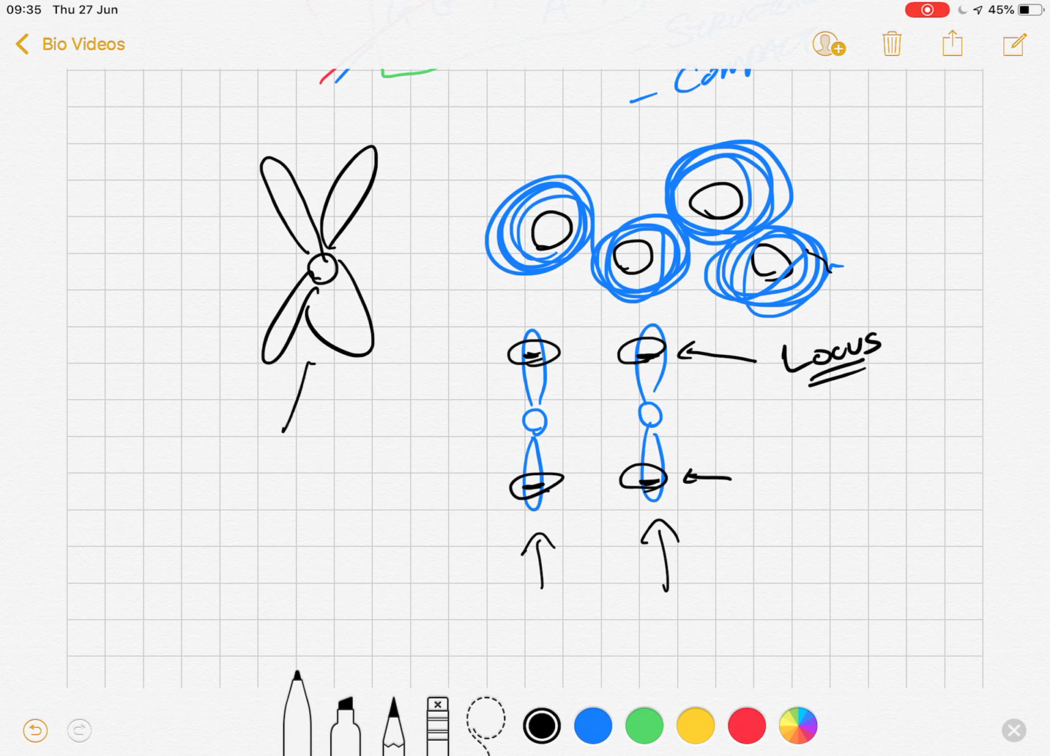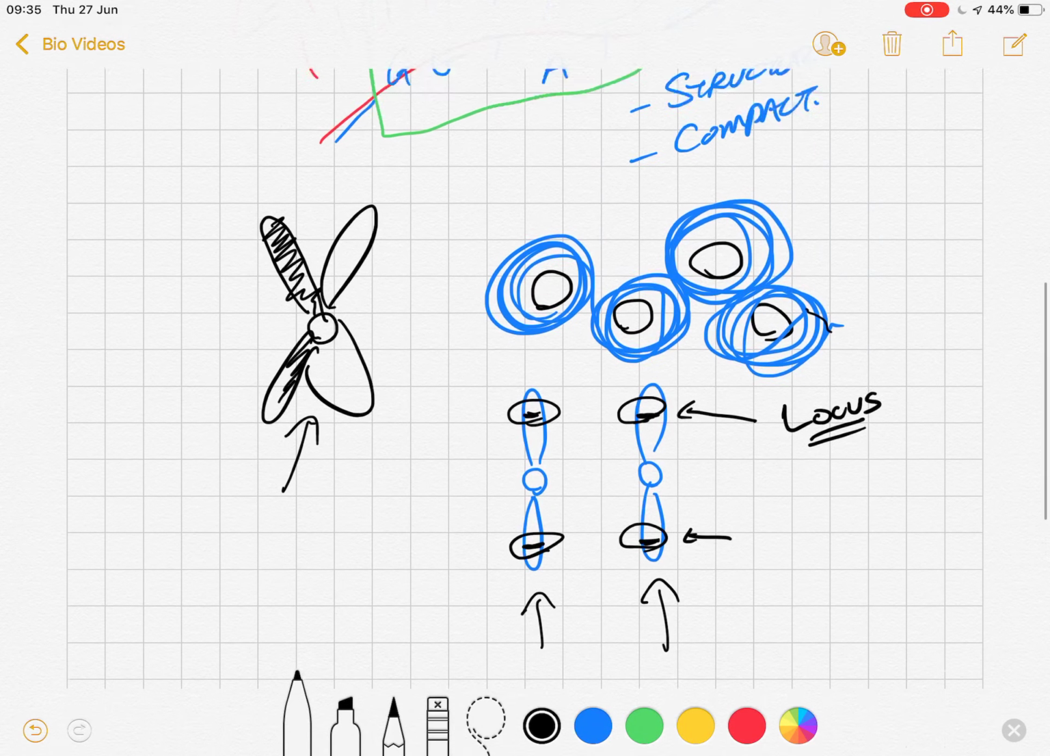If we ever see chromosomes that look like this, what we're looking at there is a replicated chromosome, where during interphase of cell division, one of the arms of the chromosome has been doubled up.